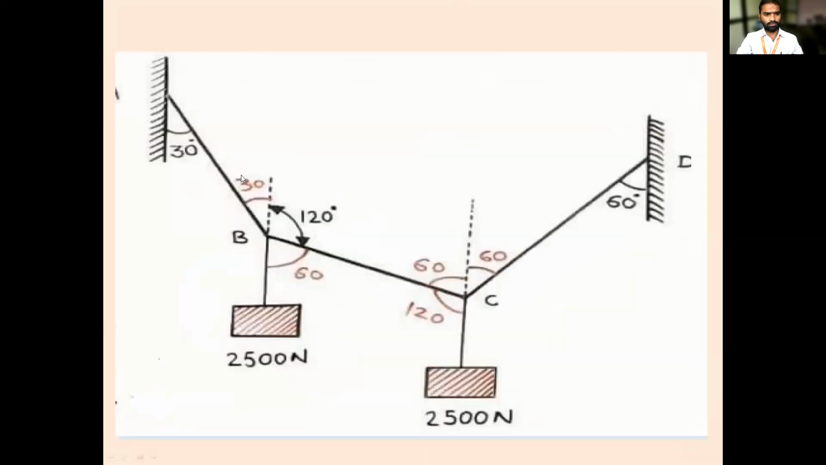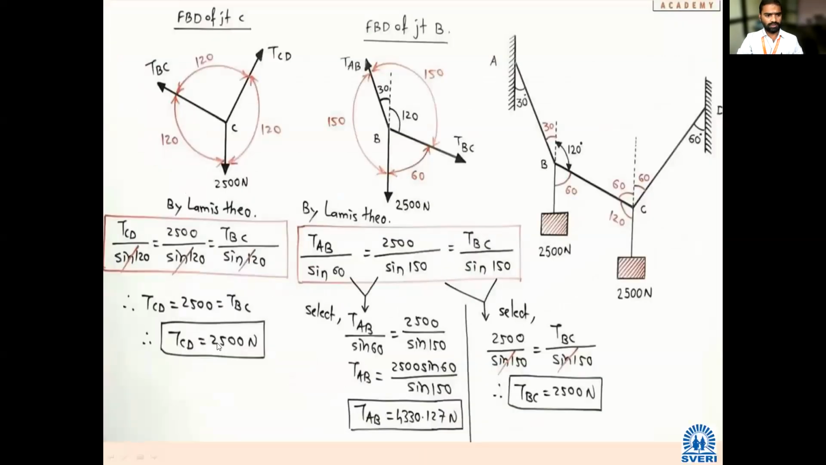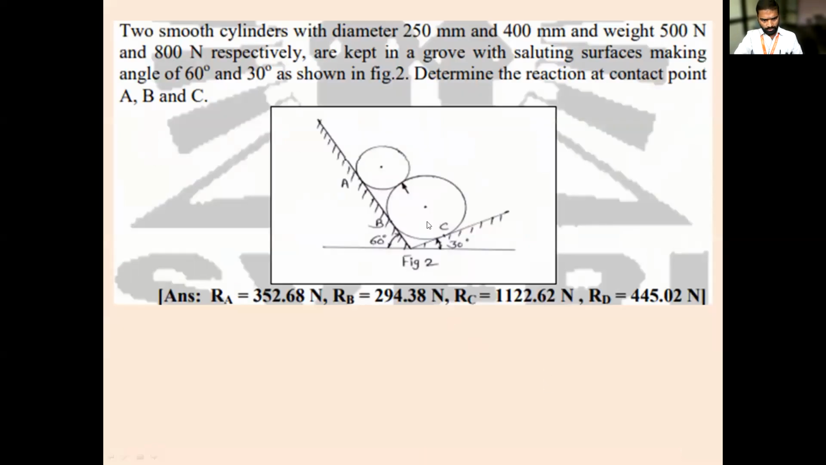So now you have seen this problem. There is a solution also. CD is 2500 Newton. Again, T_AB is 4330. Again, everything is known. I have taken this kind of problem where one plane is inclined and another plane is exactly perpendicular. But in this problem, both the planes are inclined.